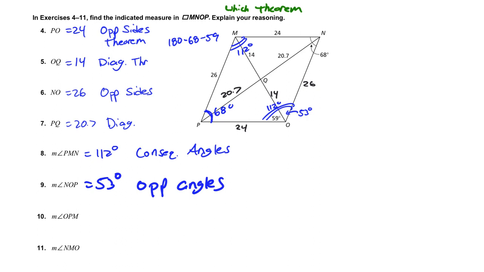Measurement of angle OPM. So if I look at O to P to M, that's that bottom big angle P. That was the opposite angles theorem. We had 68 degrees. So opposite angles theorem again. And then measurement of NMO. N to M to O. Now, what would we have here? This was going to be also 59 degrees.